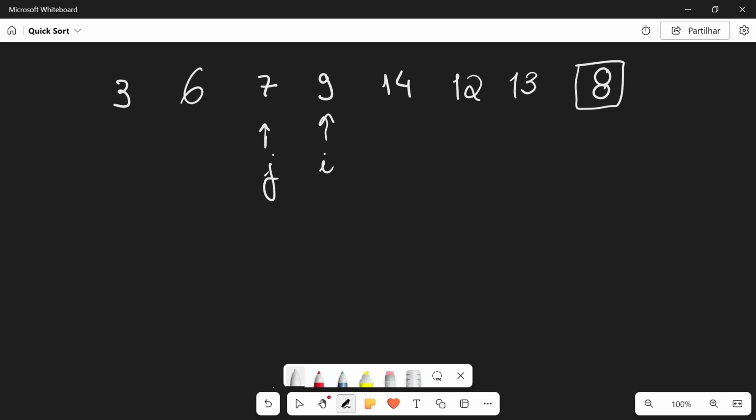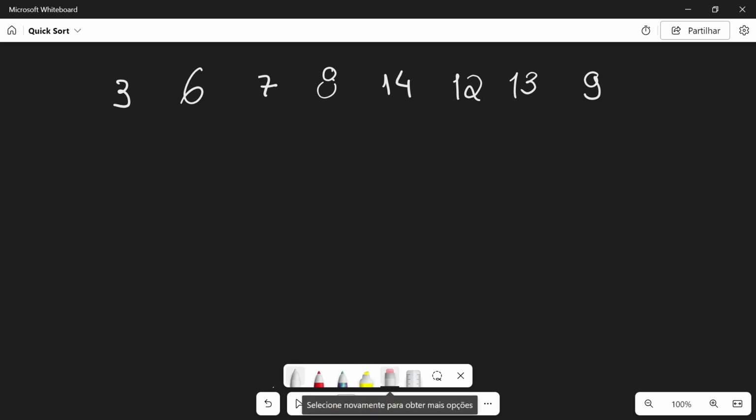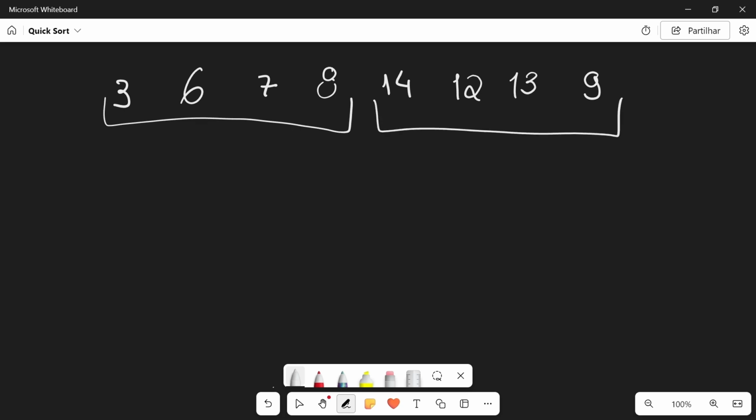Now, at this point, the paths of my iterators have crossed, right? So instead of swapping the elements in those positions, I'm actually going to take the element in the position i, and I'm going to swap it with the pivot. I'm going to put 8 here, and I'm going to put 9 over here. And now I have split my array into elements smaller than or equal to 8, and elements greater than 8, right? This is called doing a partition. It's basically breaking the array into two pieces in which one is elements smaller than the pivot and the other is elements greater than the pivot.